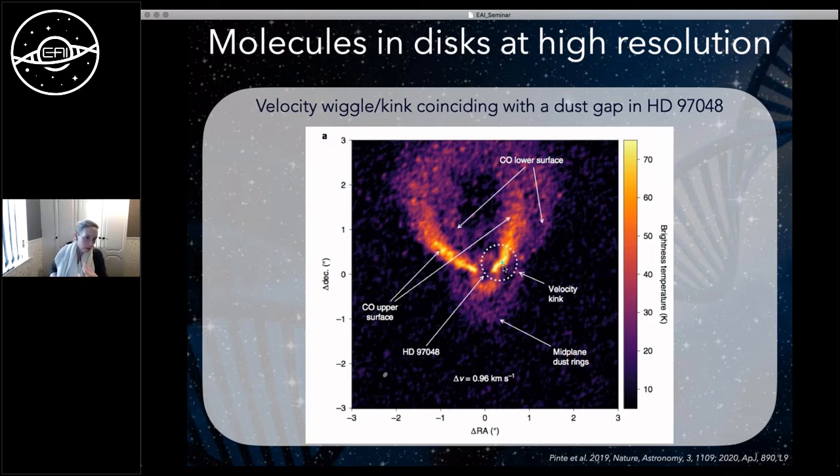This is telling us there's something going on in that region of the disk that's perturbing the local kinematics of the gas away from Keplerian. And the other interesting thing about where this deviation is, it's sitting in a dust gap. So you have two rings here. Here's the inner ring, here's the outer ring, and this deviation is located at a gap.